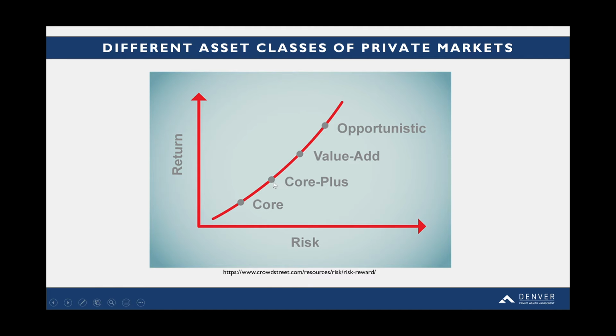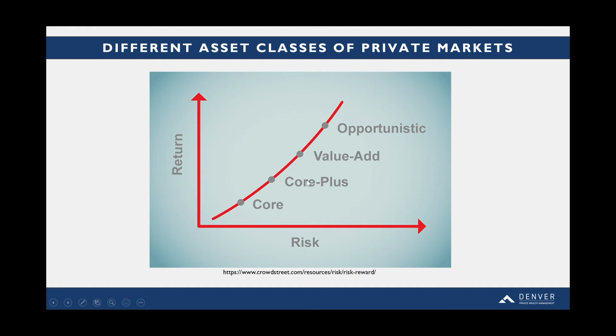While if I'm looking at core plus, maybe there's a little more work that needs to be involved, and maybe not quite as A plus or A1 of a tenant, but still relatively within that space. So these are going to be more income producing. And then value add and opportunistic are going to be some of the riskier versions of private real estate investing, but also deliver potentially the highest level of return, and also have the lowest correlation to your public stock market.